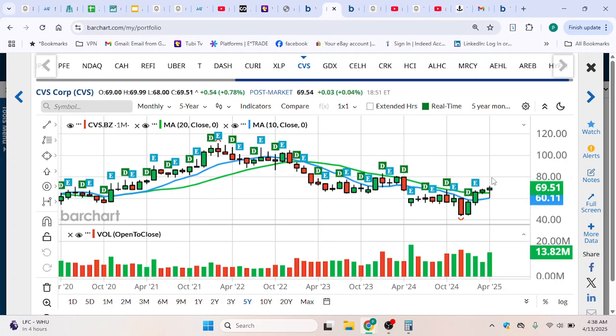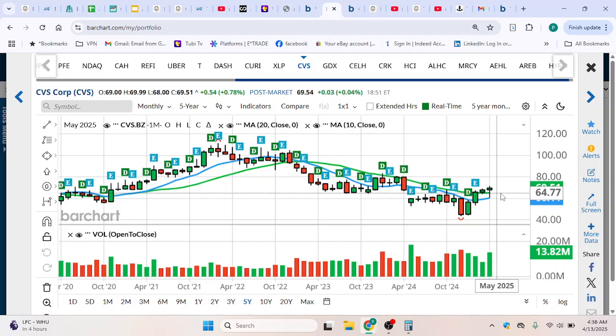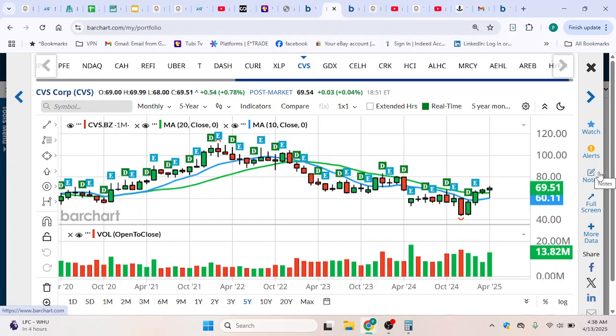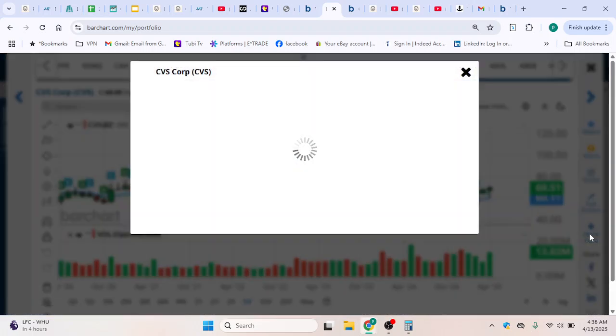Here's another play I like long term. CVS company. It's like your local, not local, but national drugstore, kind of convenience store. Competes with Walgreens. Let's take a look at a few metrics on CVS.